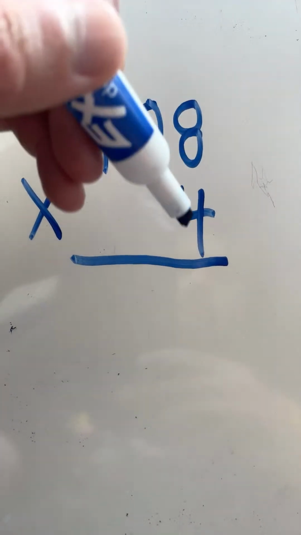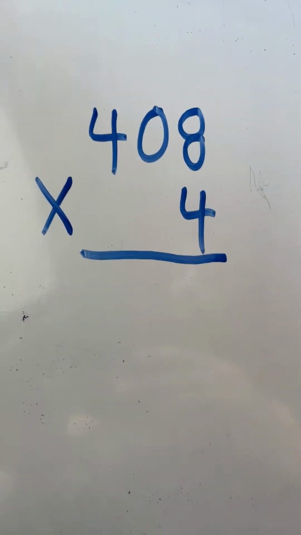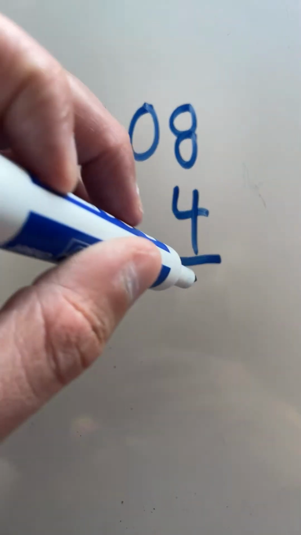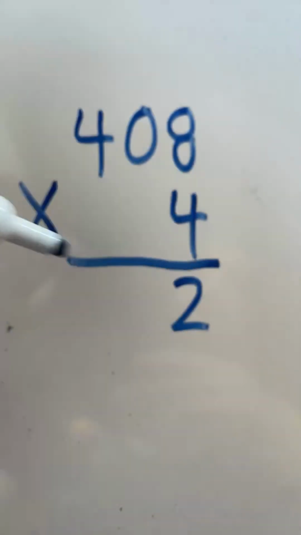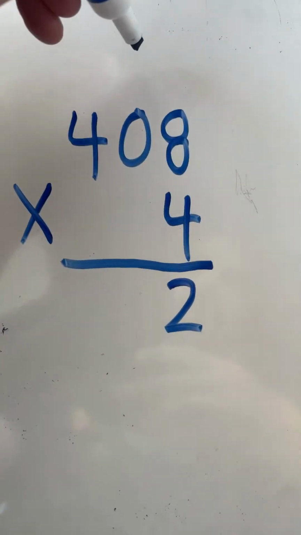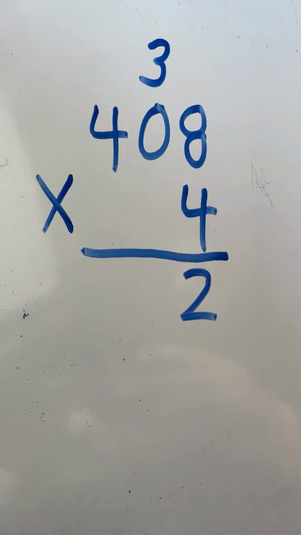So starting in the ones place, 8 times 4 equals 32. We have to regroup since our product is more than 10. So the 2 in 32 goes in the ones place. The 3 gets carried over to the tens place.